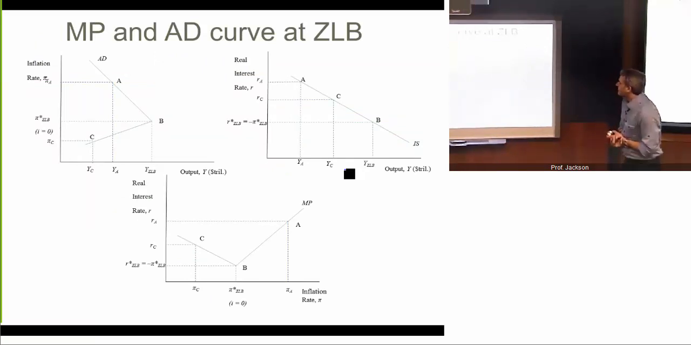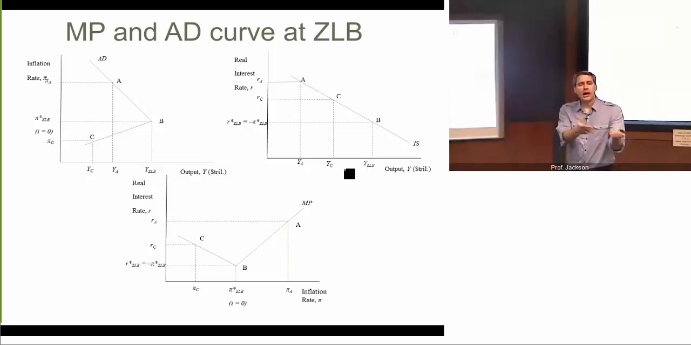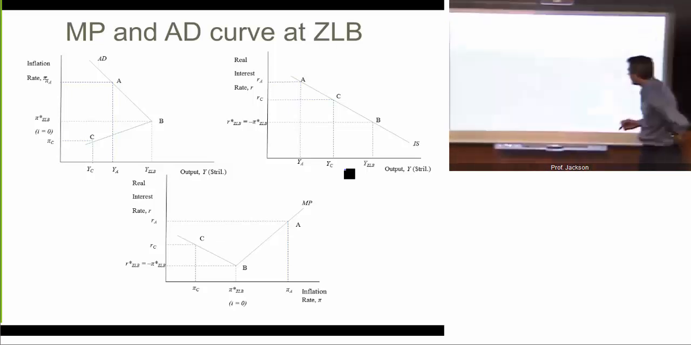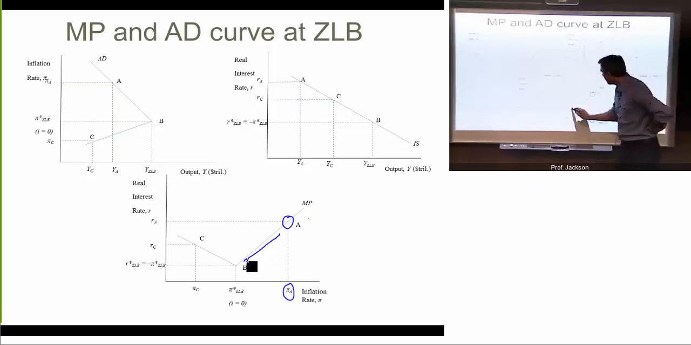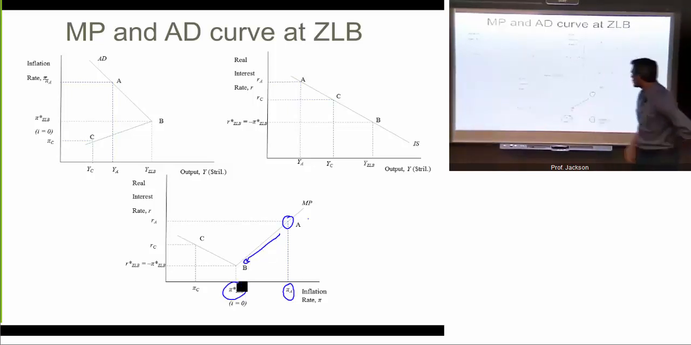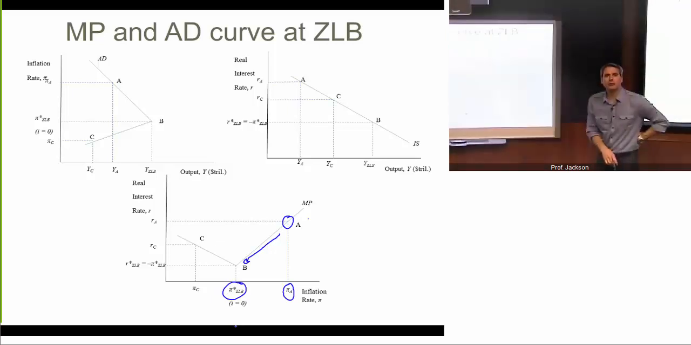So what does that mean for aggregate demand? Well, not surprisingly, if you recall back in Chapter 10, we derived our aggregate demand curve from the MP and IS curves. Now that the MP curve has this funny shape, it turns out that our aggregate demand curve also is going to have this really funny shape. So if we look at our MP curve here, we're starting off at point A at inflation pi A. And suppose that inflation falls to this threshold level where we hit the zero lower bound.